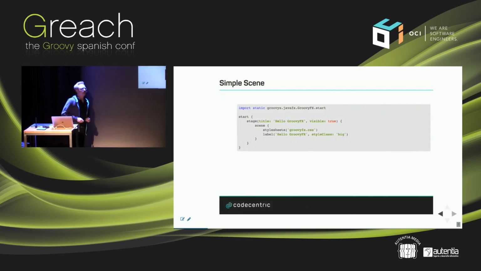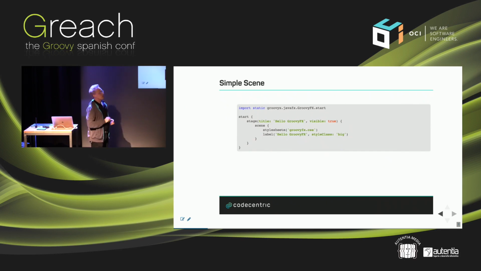Let's go to a more simple example. As I said, we have the start. Here I just use it with a static import. It's the same technique. And then I have the stage in there, where I can define things like the title. This is then as well the window title. I can define if it should be visible in the beginning or not. This way you could define multiple and just make them visible if you need them later on.